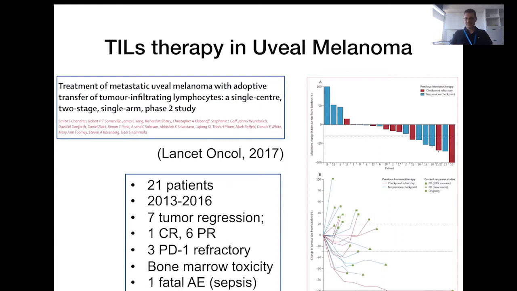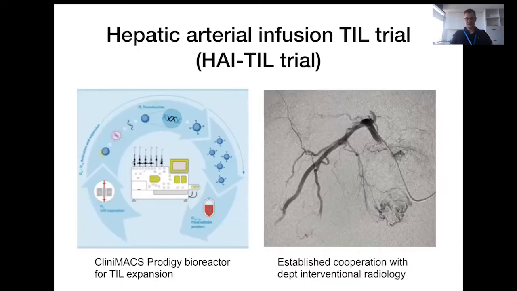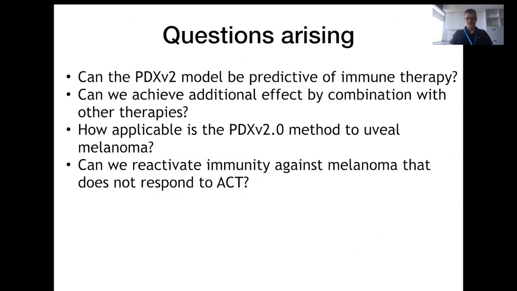And we are currently setting up our own TIL trial in Gothenburg, where we're using an automated bioprocessor for generating the clinical grade TILs. And then the actual therapy will be via hepatic arterial infusion to get the TILs directly into the liver metastasis. And we hope to be able to start this trial around February or March of next year. So we probably will not see responses in all patients, just like the Rosenberg group didn't.